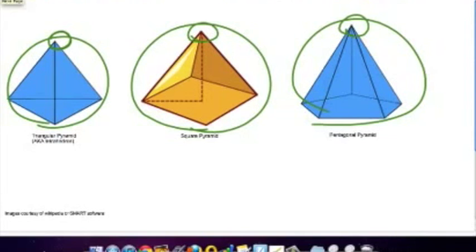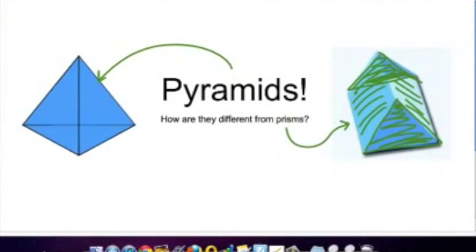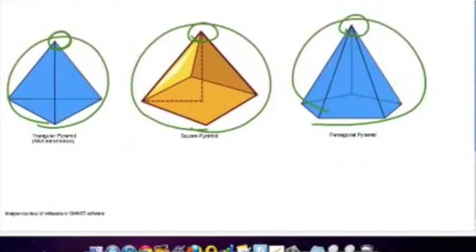are called lateral faces. So before, where we had the lateral faces of a prism, and we noted that they were rectangles, now we're taking a look at our pyramids, and we notice that the lateral faces are triangles. So back to our pyramids. Again, we have a triangular pyramid, a square pyramid, and a pentagonal pyramid. Again, just like with the prisms, we use the bases to define what kind of pyramid it is.